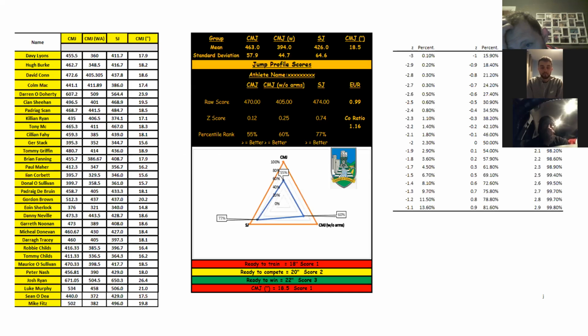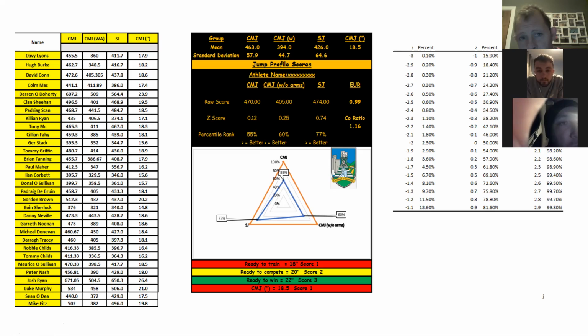So this is how I would present my jumps profile back. Can you see that, lads? Can you give me a thumbs up if you can see that? Cool, all right. So we'll see here that I have all the players' names. Then you have CMJ as your counter movement jump, your counter movement jump without arms, your squat jump, and that's just your counter movement jump in inches. Up here, I have the group. This is the mean for the counter movement jump, the counter movement jump without arms, and the squat jump.